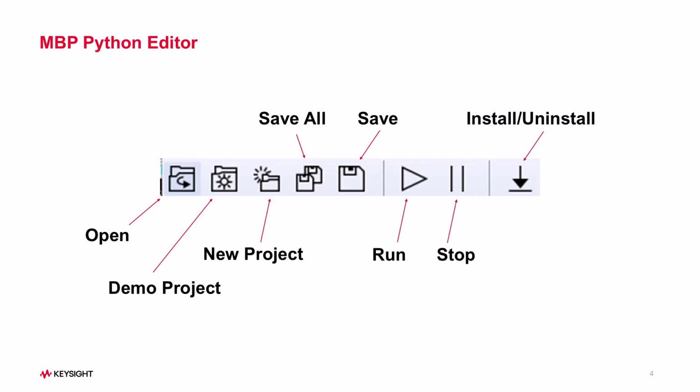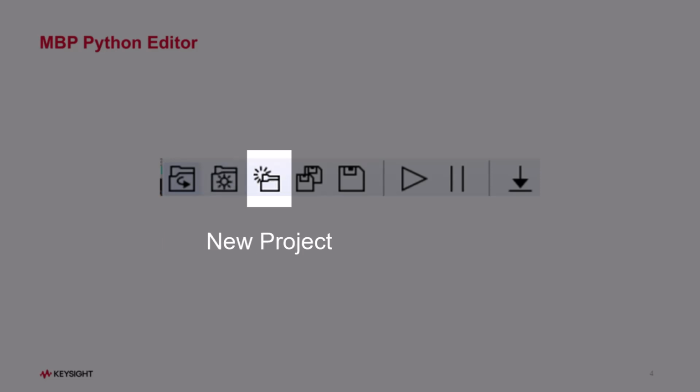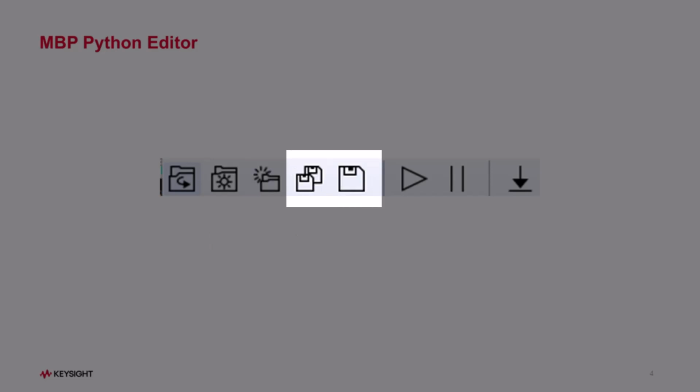Let's look at the icons on the toolbar. From the left, there are icons for opening an existing project, Open, opening a demo project included in the MBP, Demo project, and creating a new project. The next 2 icons are for saving. Save all saves all opened files, and Save saves only the currently opened file.